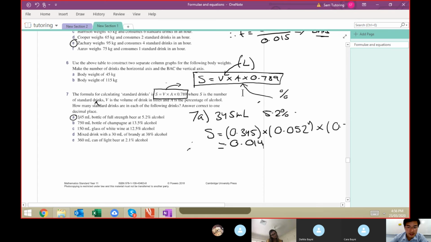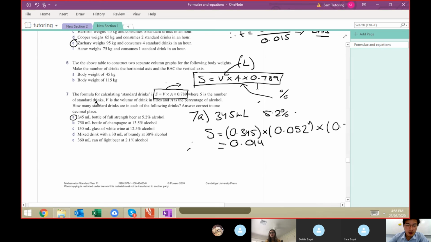We got it. Is that confusing? Not really, no. It is easy, right? But I highly recommend that everyone here should memorize this formula. S is equal to volume multiplied by A multiplied by 0.789. I don't think I've been taught that. Even in class, I don't think we ever did it.